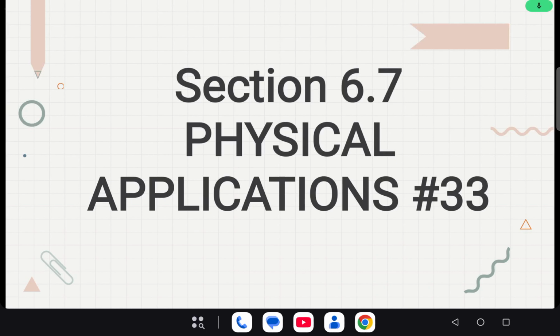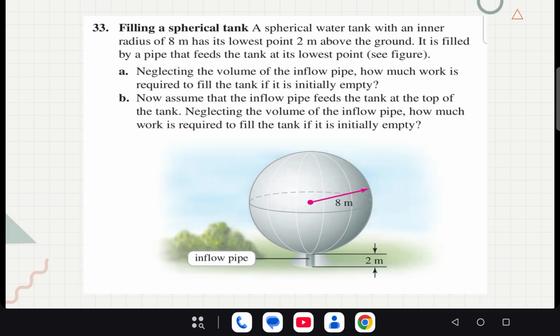Good afternoon, everyone. So this is my second exercise. My topic is all about section 6.7, Physical Applications, number 33. So here is the given. Filling a spherical tank: a spherical water tank with an inner radius of 8 meters has its lowest point 2 meters above the ground. It is filled by a pipe that feeds the tank at its lowest point. See the figure below.